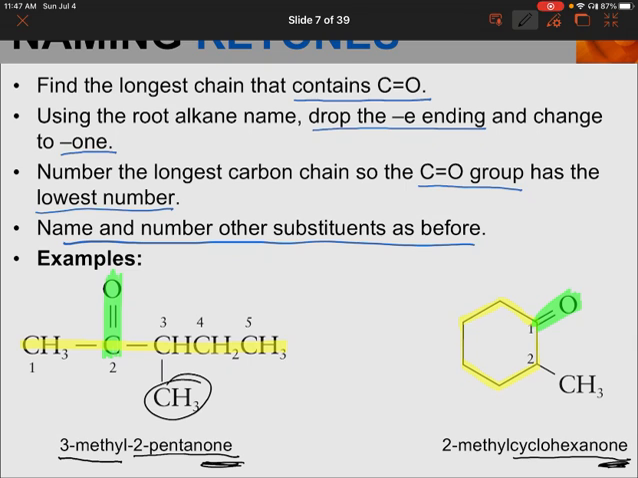And then the methyl group, we want to give the next lowest number possible, so it's on carbon 2 here, so this would be 2-methylcyclohexanone.